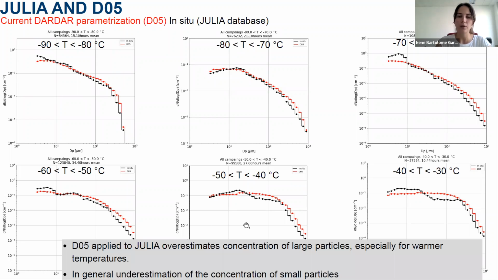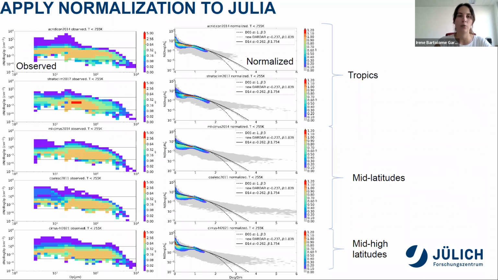In our case, we see a general slight underestimation for the very, very small particles. And in agreement with what was also shown in the previous study by Sotiropoulou et al. 2018, for the warmer temperatures where bimodality starts playing an important role, we see that for particles between 20 and 100 microns, there's an overestimation.